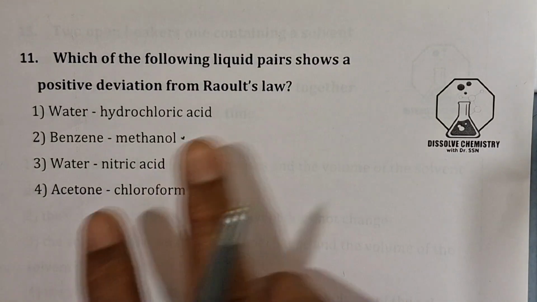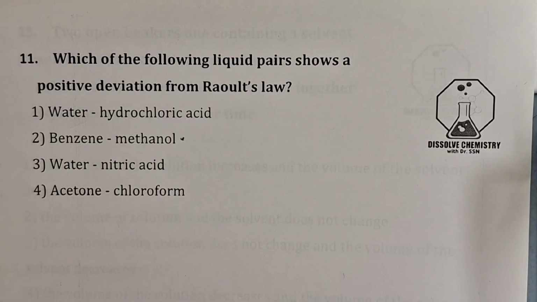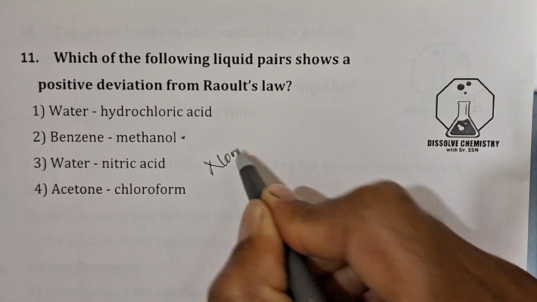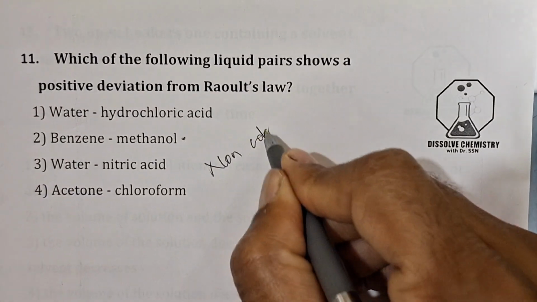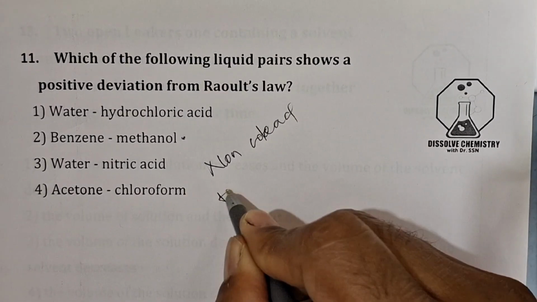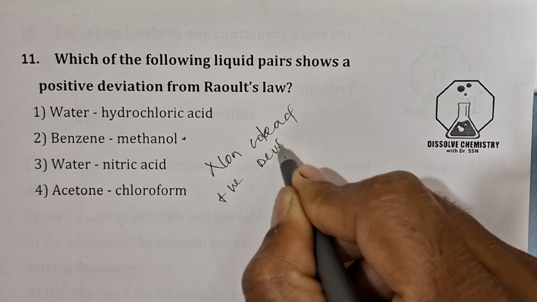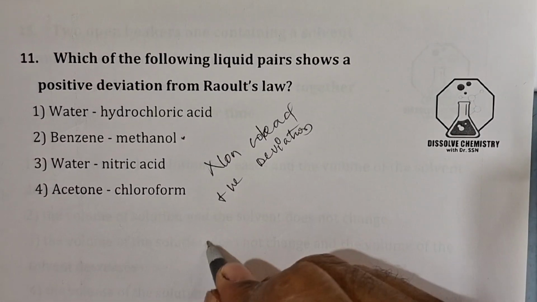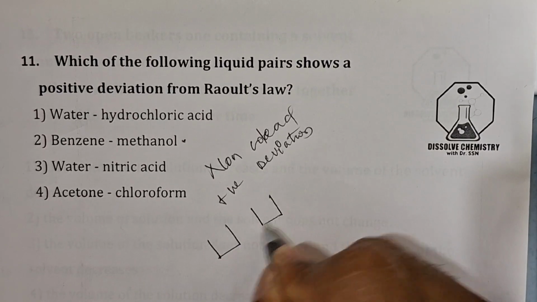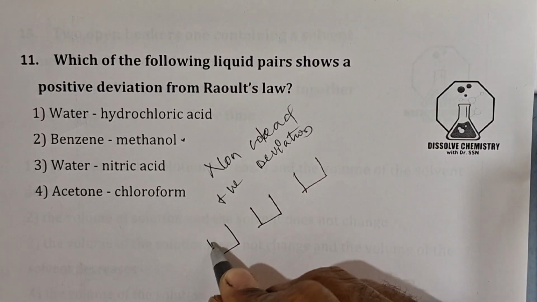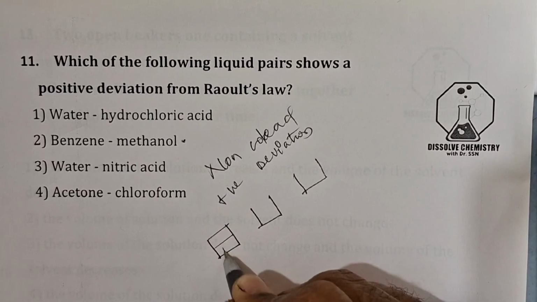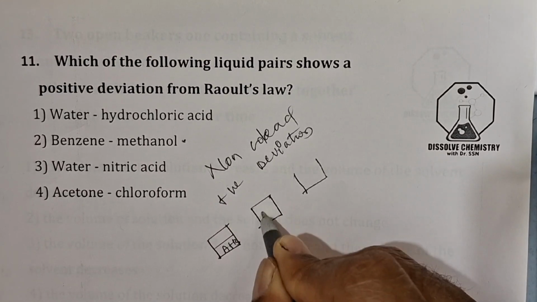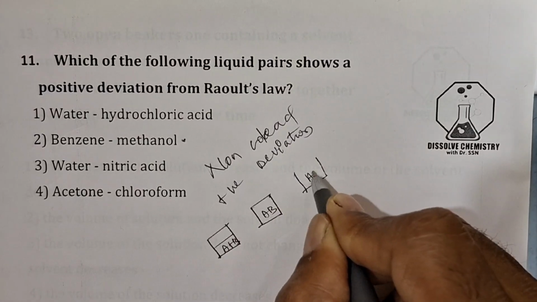Which of the following liquid pairs show positive deviation from Raoult's law? First, one thing we should remember: positive deviation and negative deviation are called non-ideal solutions. Non-ideal solutions are of two types. One showing positive deviation. Why do they show positive deviation? Let me illustrate. Here, you take two different types of solutions. Three we will take, right? One solution which contains AB. This is also AB. This is also AB solution.